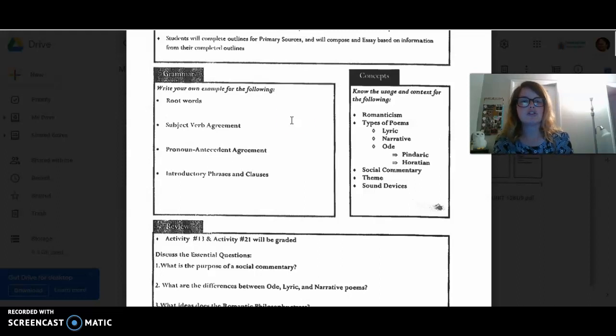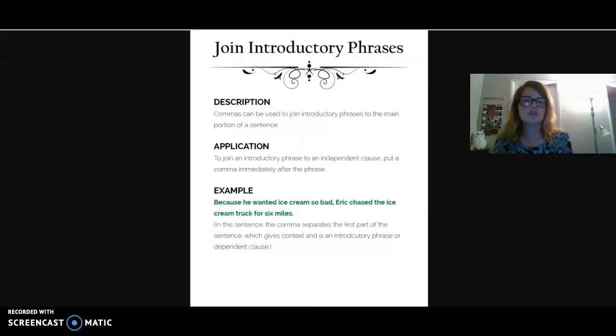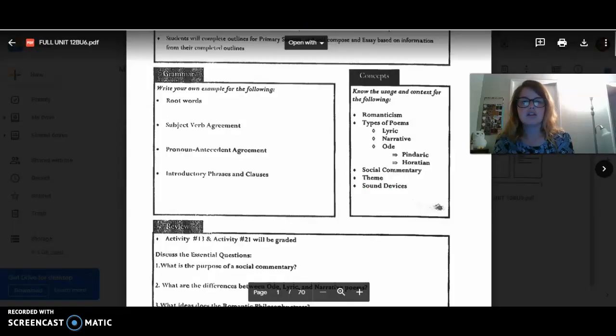Introductory phrases or clauses are ones that introduce the main portion of the sentence. So an example of that is: because he wanted ice cream so bad, Eric chased the ice cream truck for 6 miles. That's a phrase. Clauses are a little bit shorter than that.